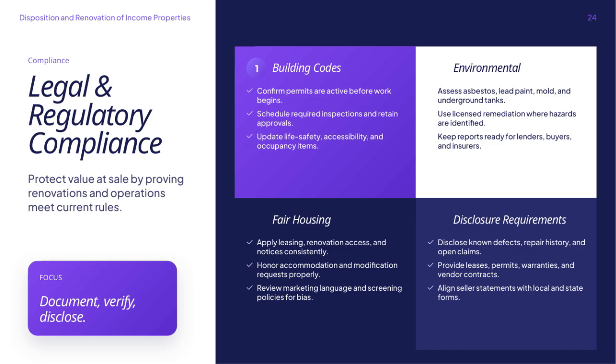Lastly, disclosure requirements play a major role. It's vital to disclose all known defects, repair histories, and any open claims. Providing comprehensive documentation like leases, permits, warranties, and vendor contracts builds trust and helps avoid disputes. Seller statements must also align with local and state disclosure forms to ensure full compliance. In summary, thorough documentation, verification, and transparent disclosure form the backbone of effective legal and regulatory compliance, helping to protect the property's value and ensure a smooth transaction process.